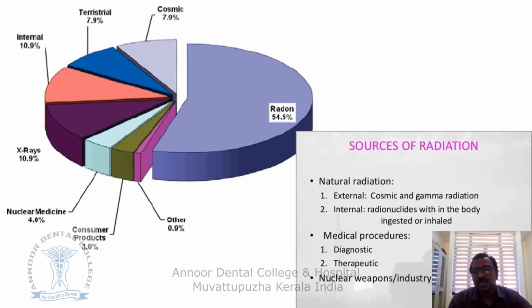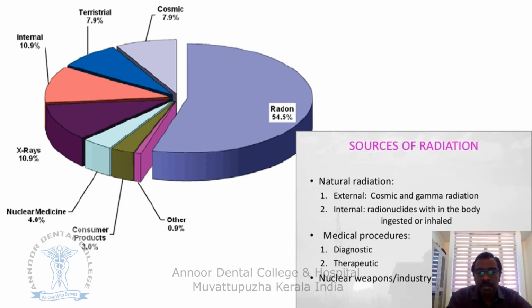So where does this source of radiation come from? Basically, as you all know, it doesn't mainly come from the radiation machines or the X-ray machines that we use. It occurs majorly from natural sources. You have external and internal: cosmic and gamma radiations, and radionuclides in the body that are ingested or inhaled.